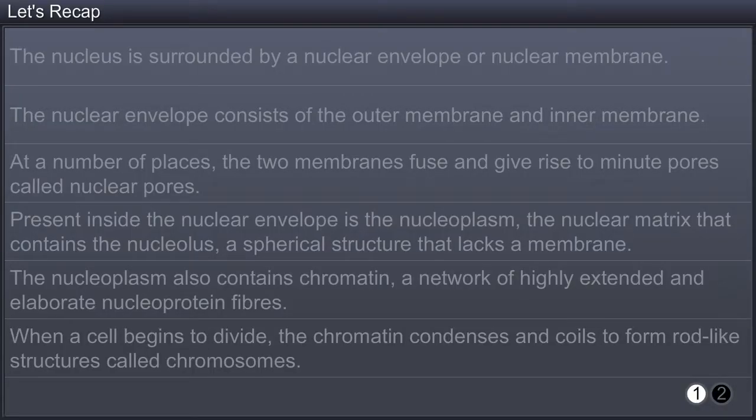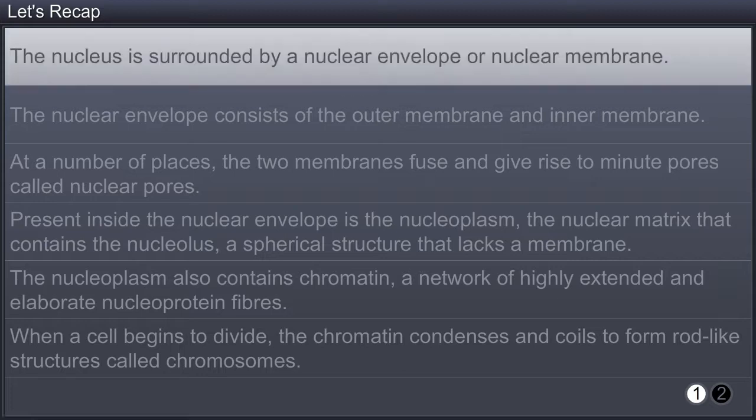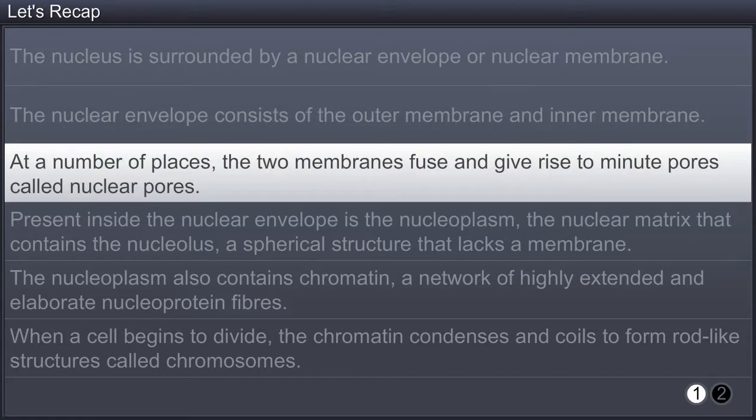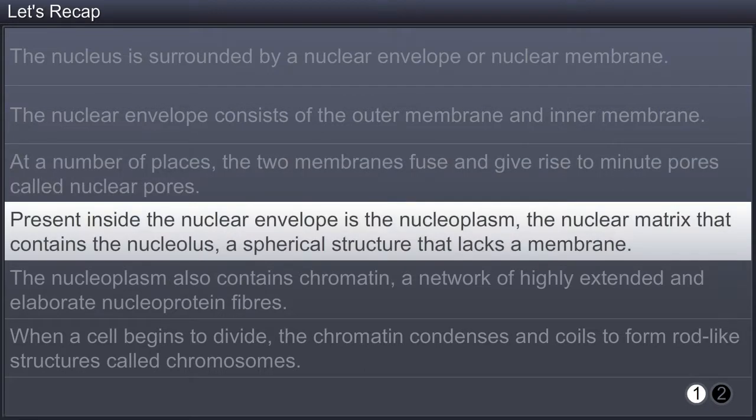You have now reached the end of this module. In this module, you learnt that the nucleus is surrounded by a nuclear envelope or nuclear membrane. The nuclear envelope consists of the outer membrane and inner membrane. At a number of places, the two membranes fuse and give rise to minute pores called nucleopores. Present inside the nuclear envelope is the nucleoplasm, the nuclear matrix that contains the nucleolus, a spherical structure that lacks a membrane.